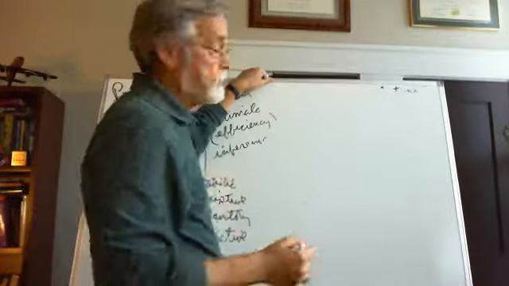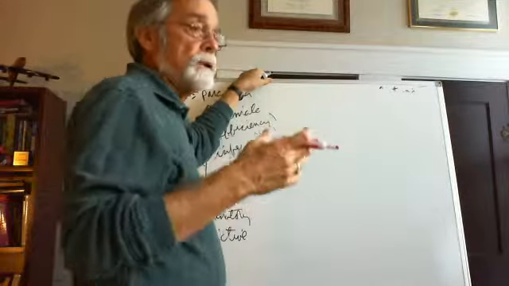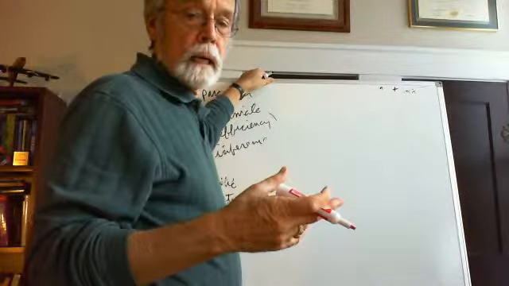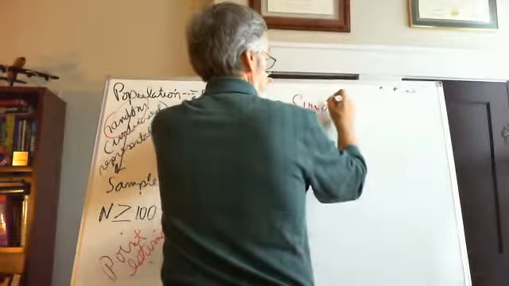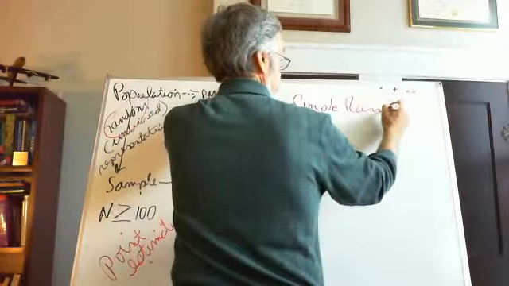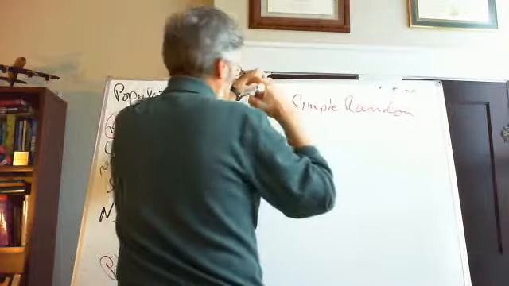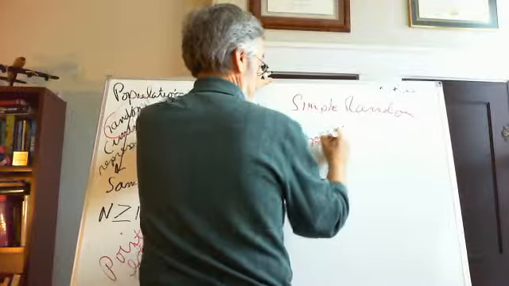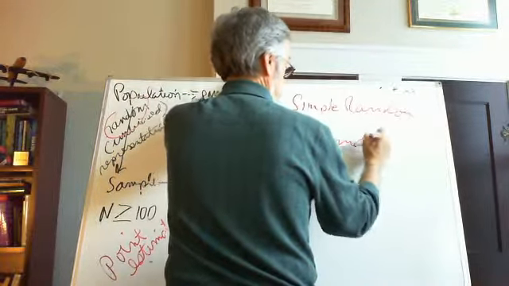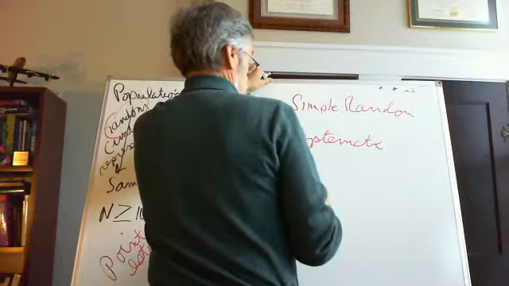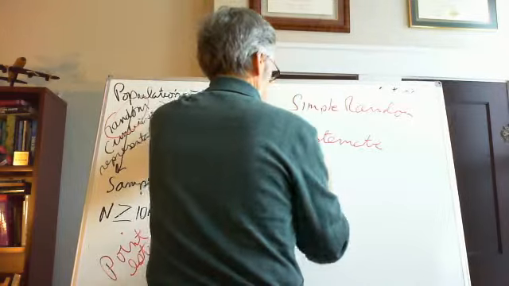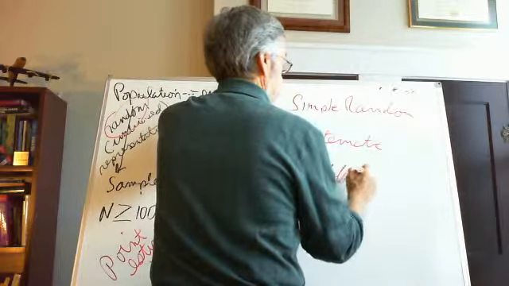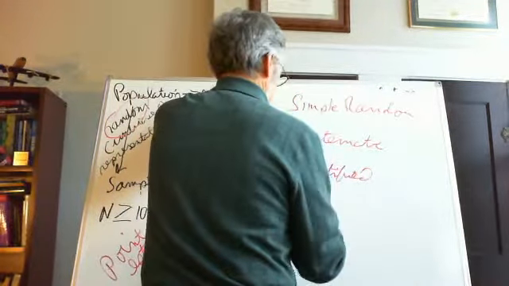Now they talk about 4 different kinds of sampling techniques. And remember, everything is based on equal probability of participation in the population. You have your simple random. You have a systematic. You have a stratified. And you have a clustered.